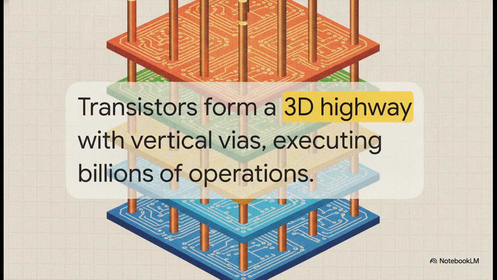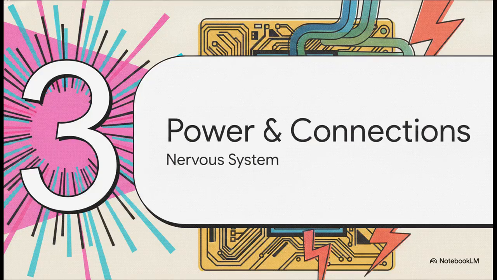And actually, the crucial point to remember is that these aren't just laid out flat. These nanoscopic transistors, which are literally only a few nanometers wide, form the foundation of a complex three-dimensional highway. They're topped by multiple layers of metal wires and vertical connections we call vias. This multi-layered labyrinth is exactly what allows your computer to execute billions of operations every single second without missing a beat.